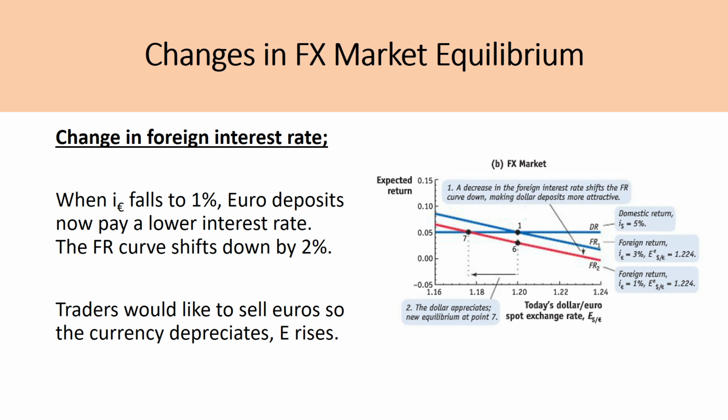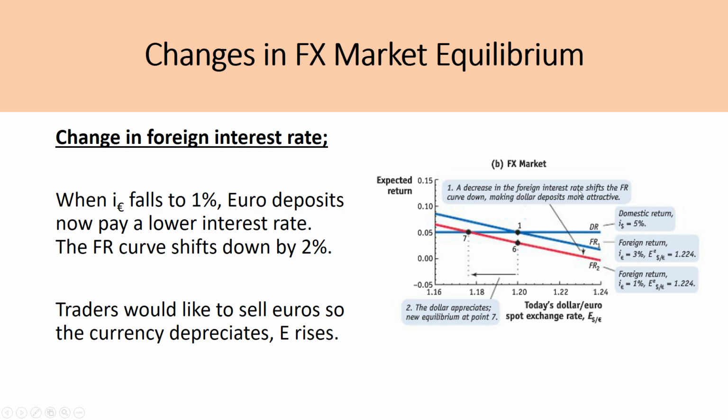If there's a change in the foreign interest rate, so say for example, the rate of return on that euro deposit falls to 1%, okay? So it now pays a lower interest rate. Well, then the foreign return curve shifts down. So if the foreign return on that foreign deposit increases, the FR curve shifts up. If it decreases, it shifts down. And we can actually explain that a little bit more.